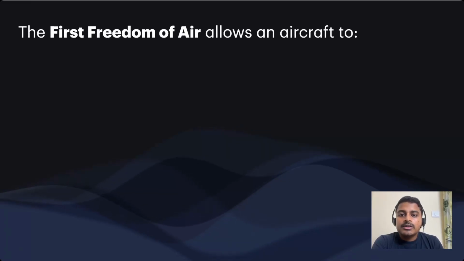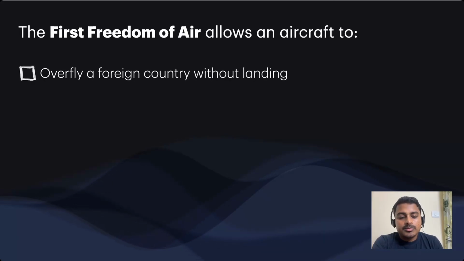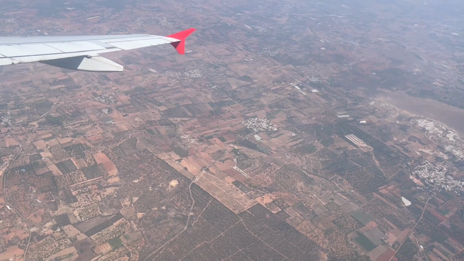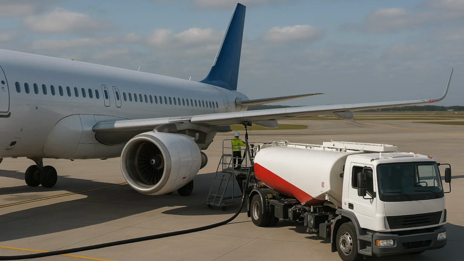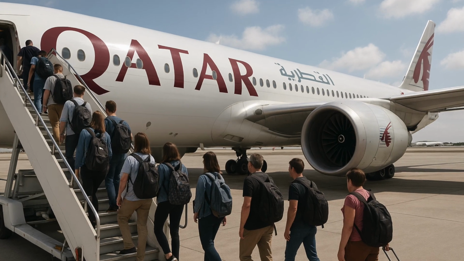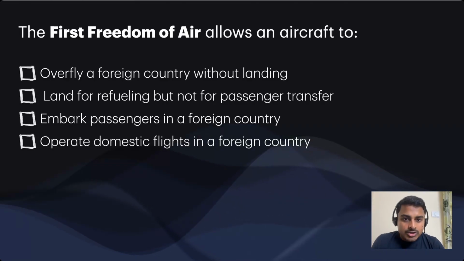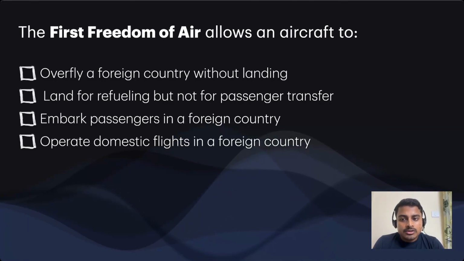Okay. The first freedom of air allows an aircraft to what? We just discussed this in the previous questions. Is it overfly a foreign country without landing, land for refueling but not for passengers, embark passengers in a foreign country, or operate domestic flights in a foreign country? Now, operating domestic flights in a foreign country is known as cabotage, right? And the first freedom of air does not talk about that.